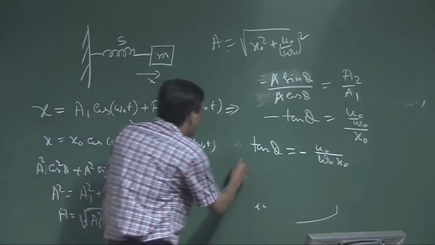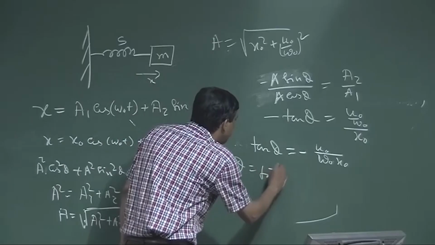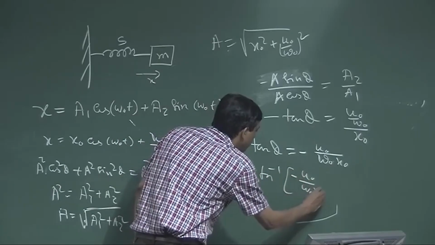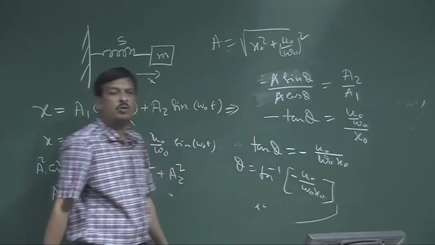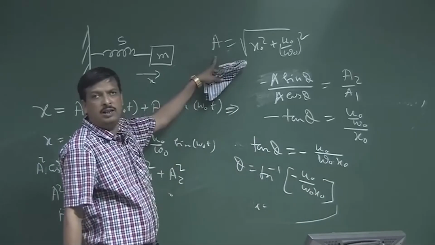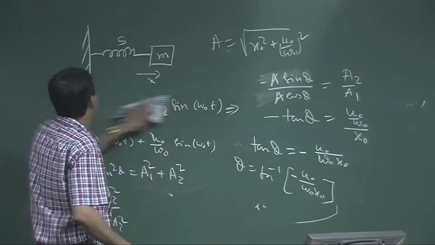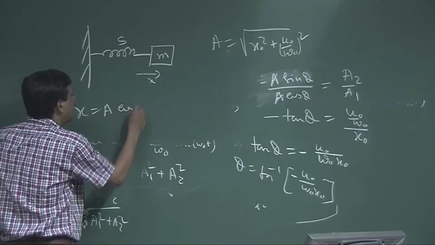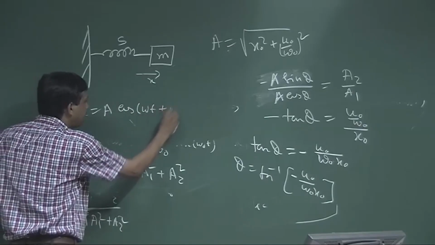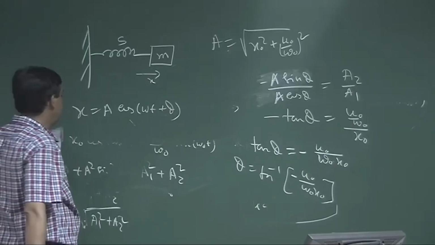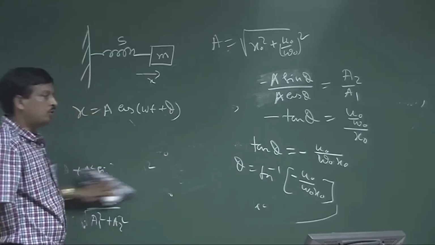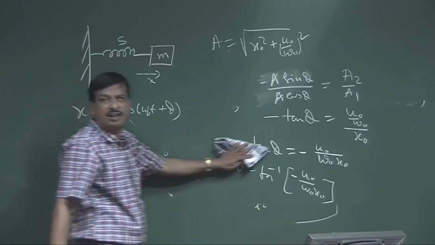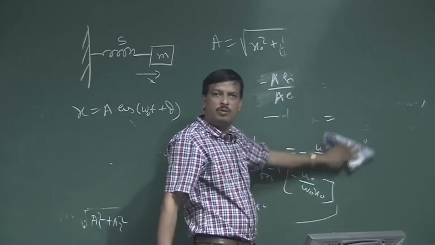Now, what is phi? Tan inverse of minus u0 by omega 0 x0. So, I know the phi value, I know the A value. I can write x is nothing but A cos omega 0 t plus phi. So, omega 0 is the natural angular frequency of that motion.